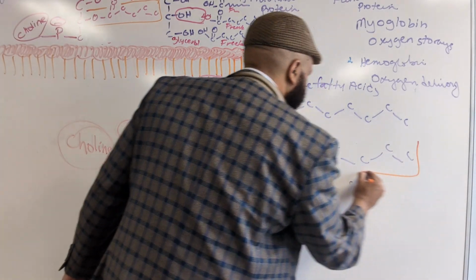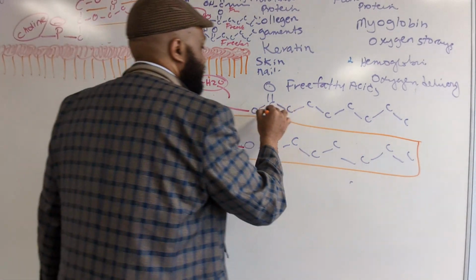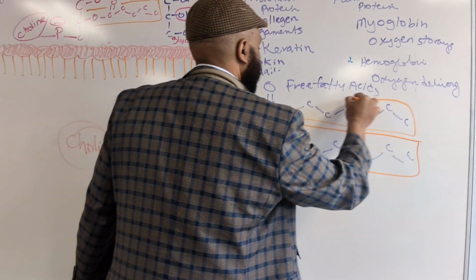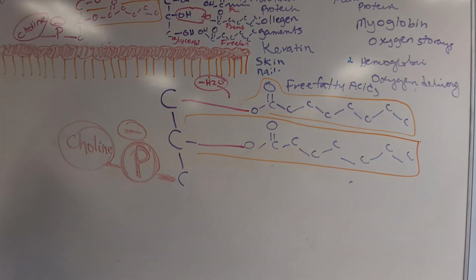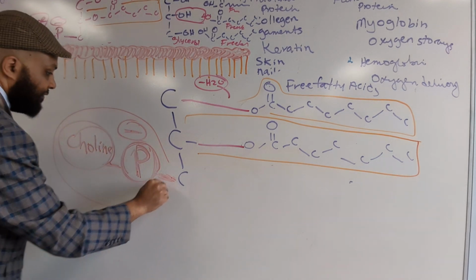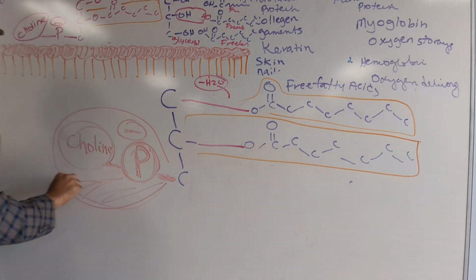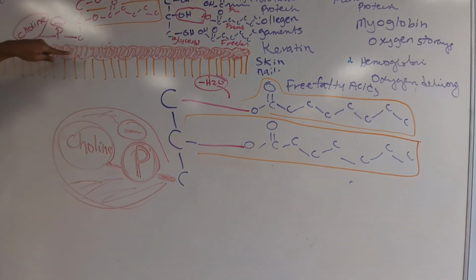This is my orange tail, and this is my phospholipid head. These are my 2 tails. That's what I have here.